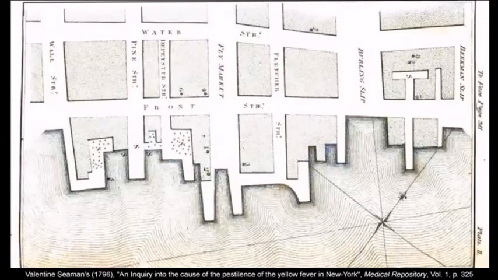Of course, maps are absolutely critical for health geographers, and definitely one of the things is mapping where certain diseases might be. One of the earliest examples of this is a guy named Valentine Seaman, who essentially in New York City plotted and started mapping where yellow fever was starting to affect individuals.